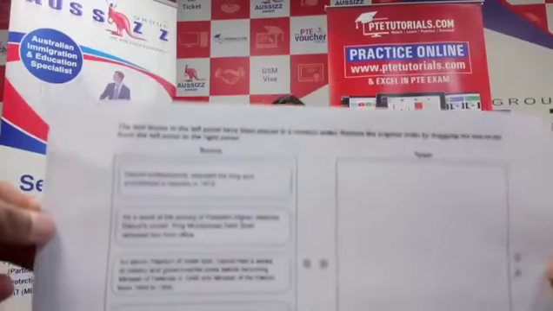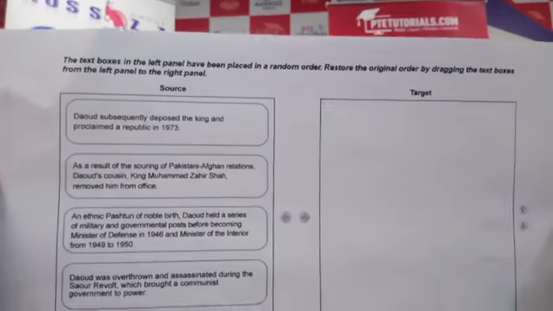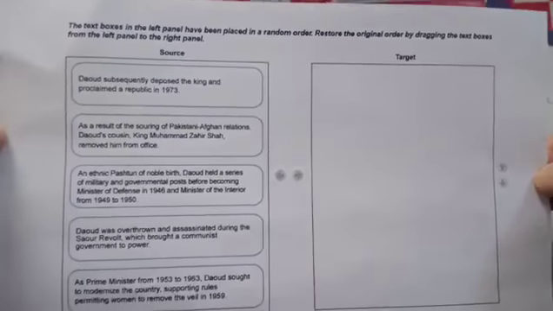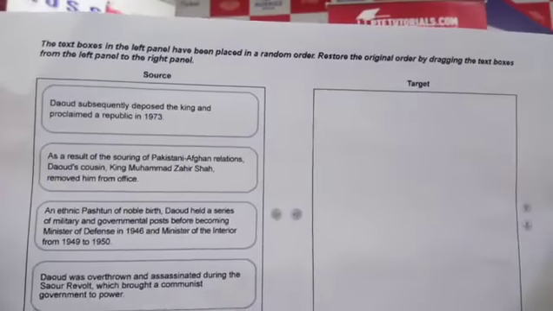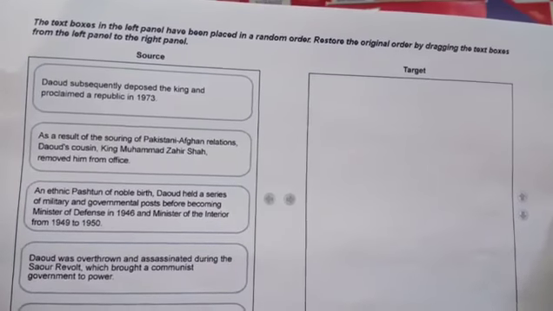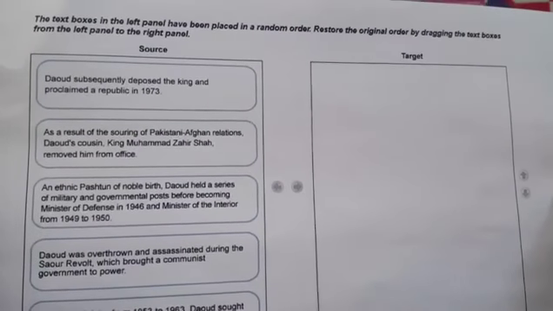Thank you. So as you can see the instruction first, the text boxes in the left panel have been placed in a random order. Restore the original order by dragging the text boxes from the left panel to the right panel. So you'll have 2 such boxes in the actual exam, one on the left, one on the right. In the left box you will have 4 to 5 paragraphs. So as you can see the paper Ankur is holding right now, you can see 5 paragraphs are there, 1, 2, 3, 4, 5. You need to arrange them in the chronological sequence or the correct order in the right panel, and that's why you have the task named as reorder paragraphs, right?